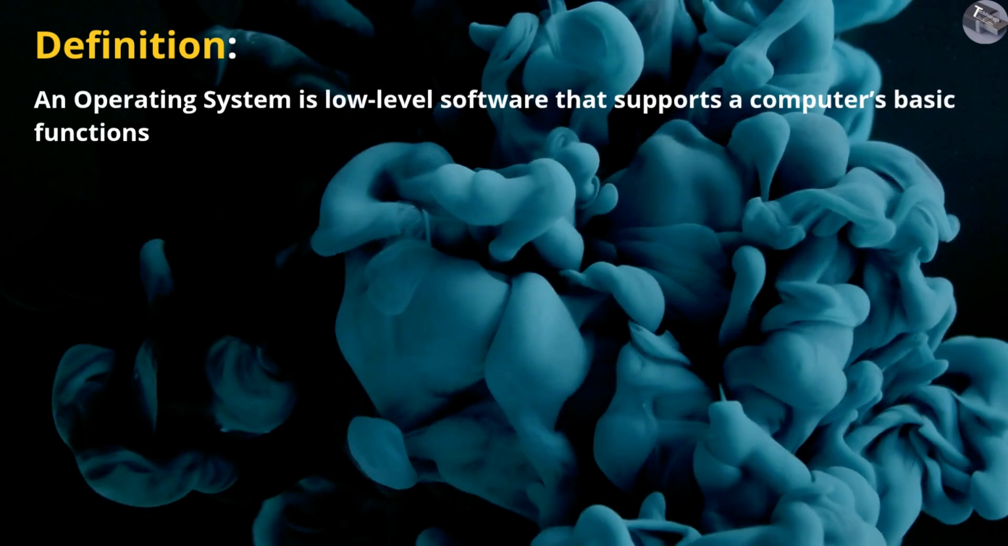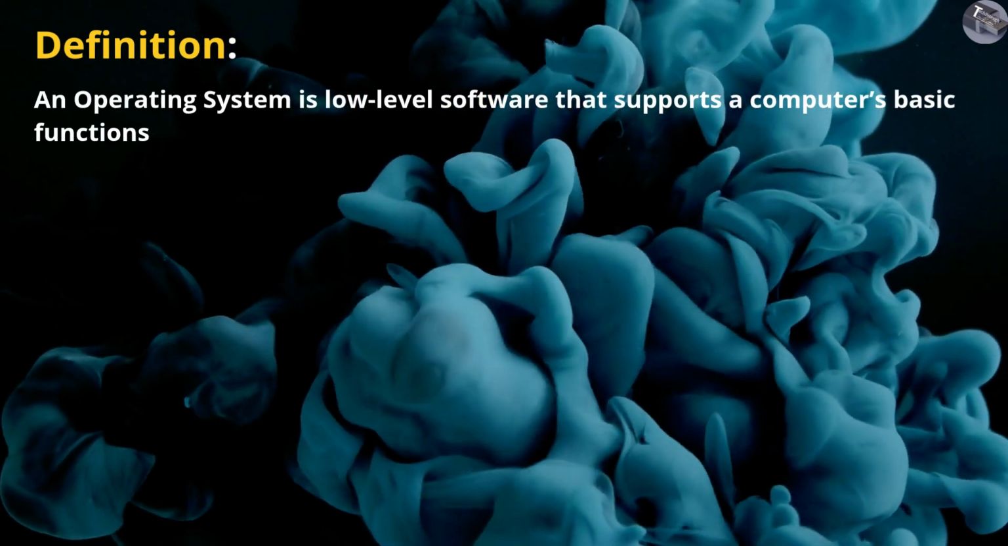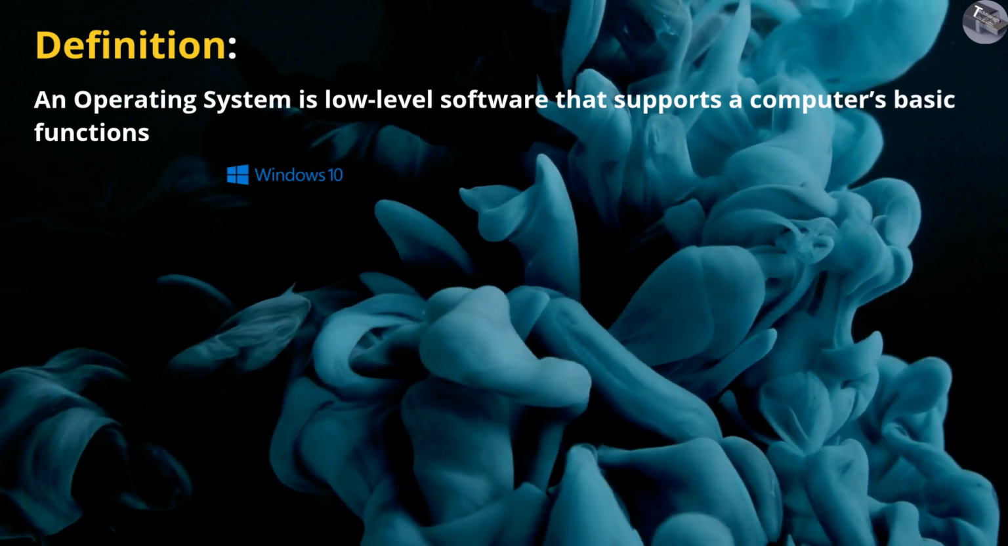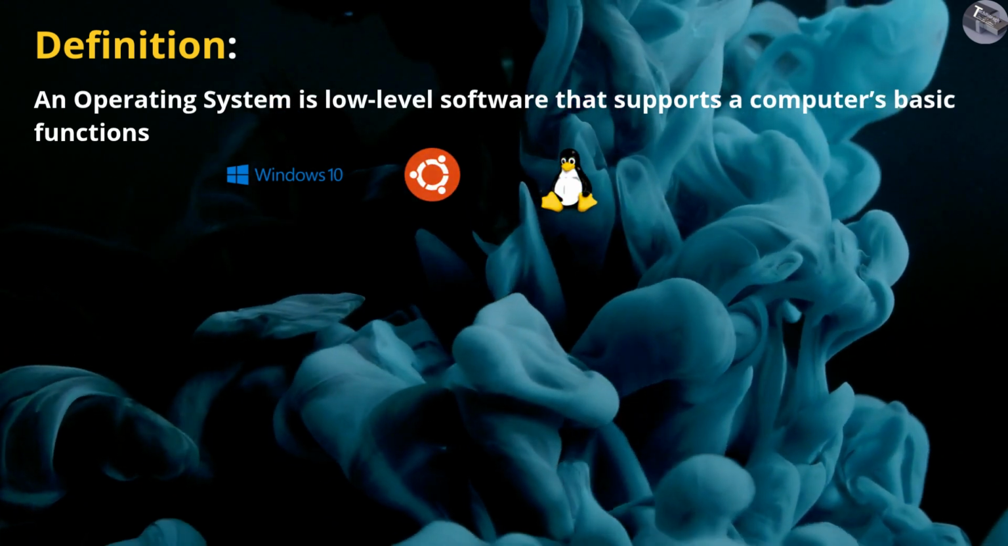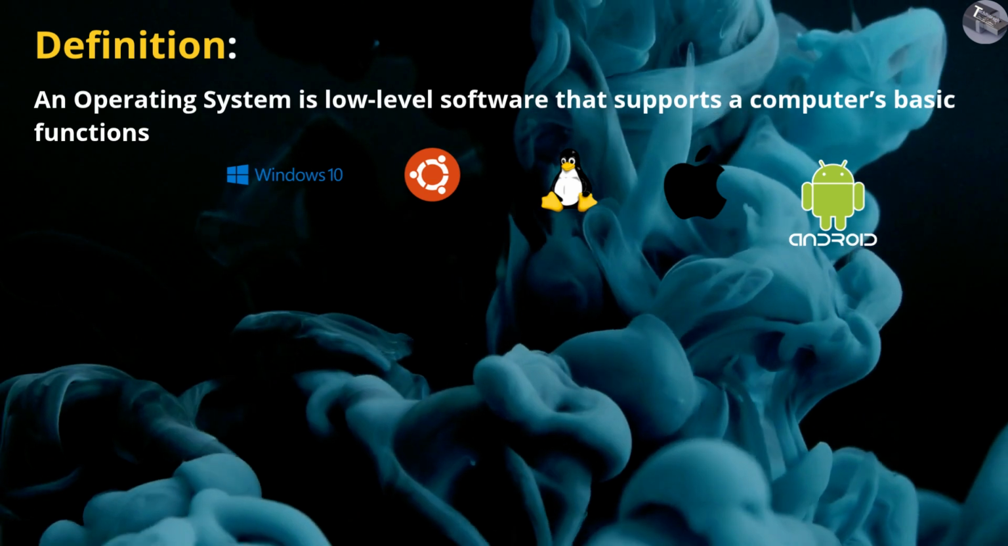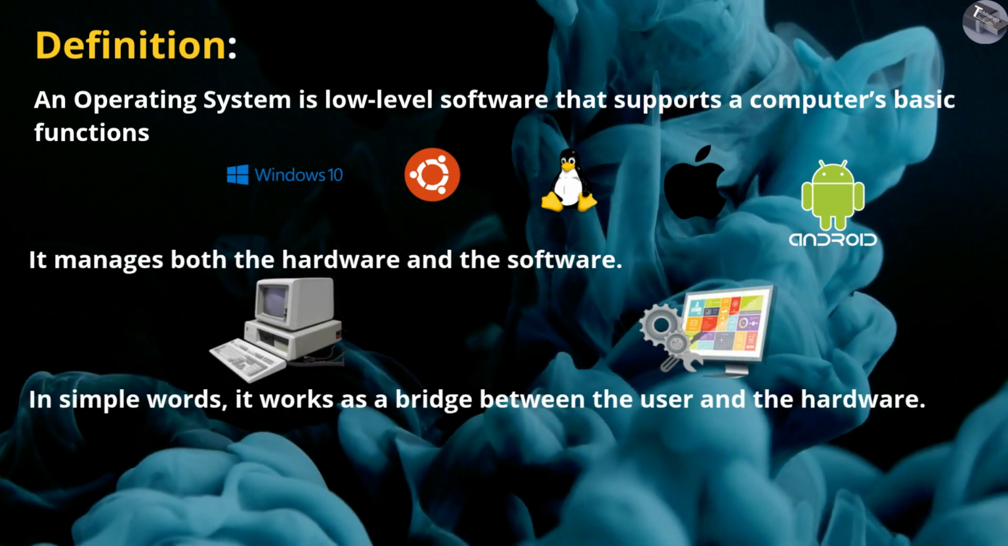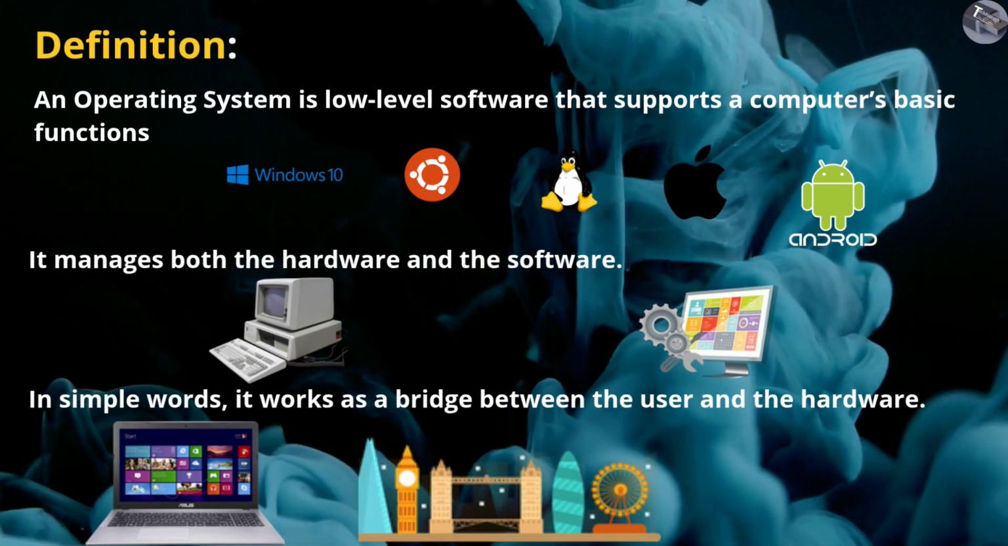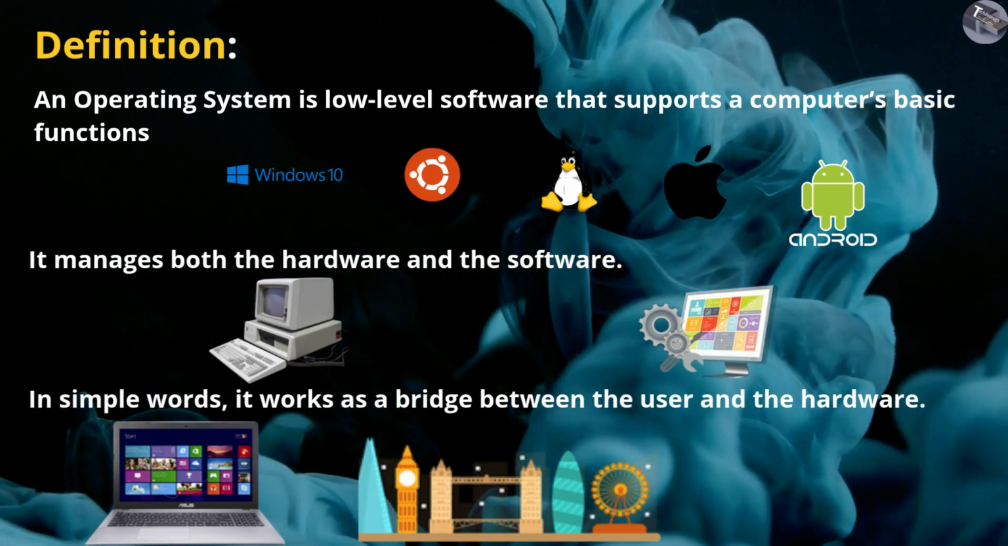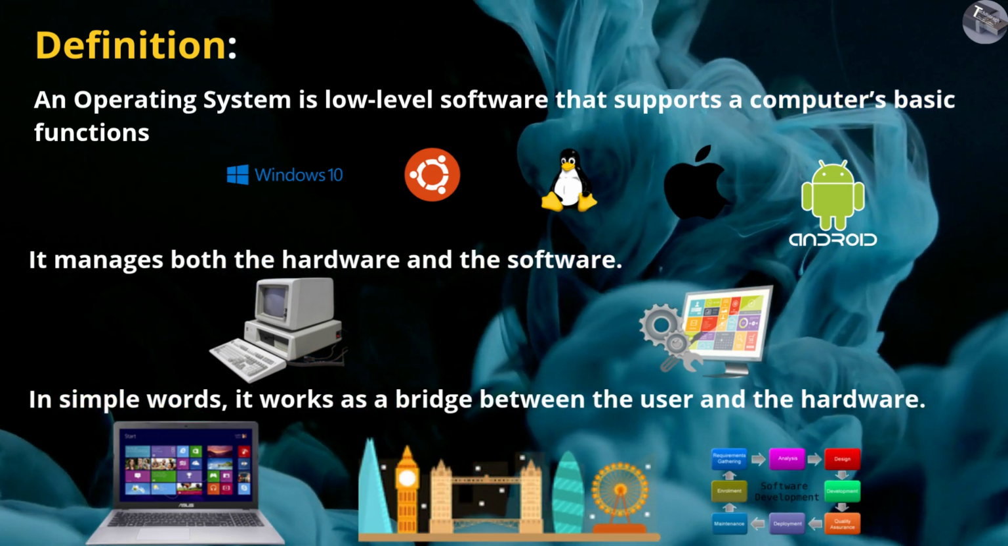Definition: an operating system is low-level software that supports a computer's basic functions. It manages both the hardware and the software. In simple words, it works as a bridge between the user and the hardware.